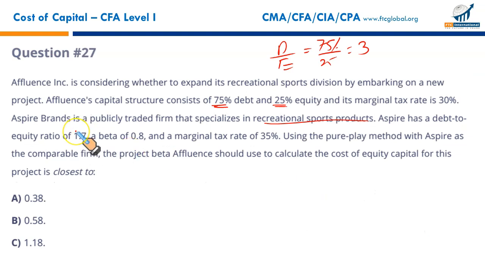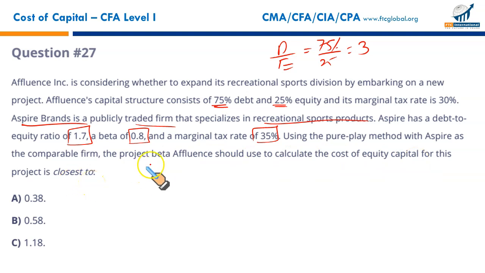So this is the comparable firm we have selected. Aspire Brands is a publicly traded firm. This is its beta. This is debt to equity. And this is the tax rate relevant for this firm. What do we need? Using the pure play method with Aspire as a comparable firm, the project beta Affluence should use to calculate the cost of equity capital is closest to what?